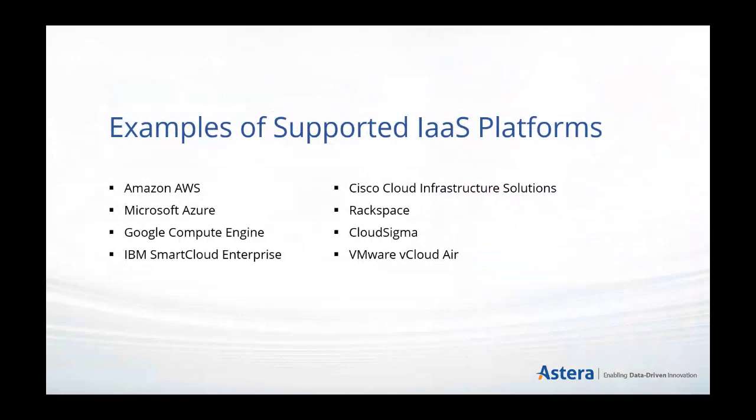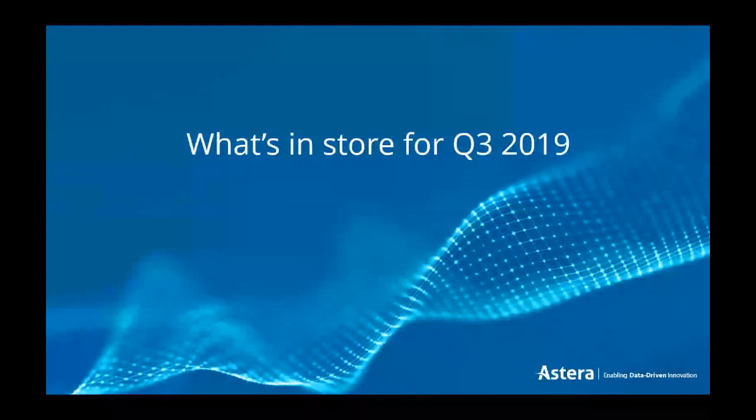Here are some examples of supported infrastructure as a service platforms: Amazon AWS, Azure, Google Cloud, Rackspace, all the popular ones. We've tested Centerprise in these environments, and they work just great. Okay, so that's pretty much it for what's new in Centerprise for this version that you can download right now. There's also a version coming out in Q3 of 2019. This is stuff right around the corner that we're currently working on. We're also very excited about it.